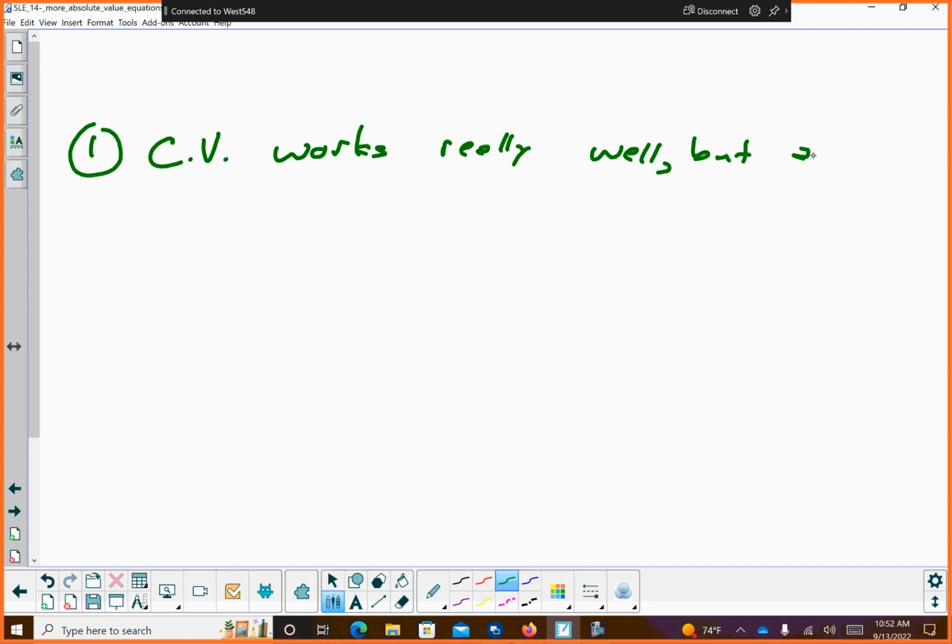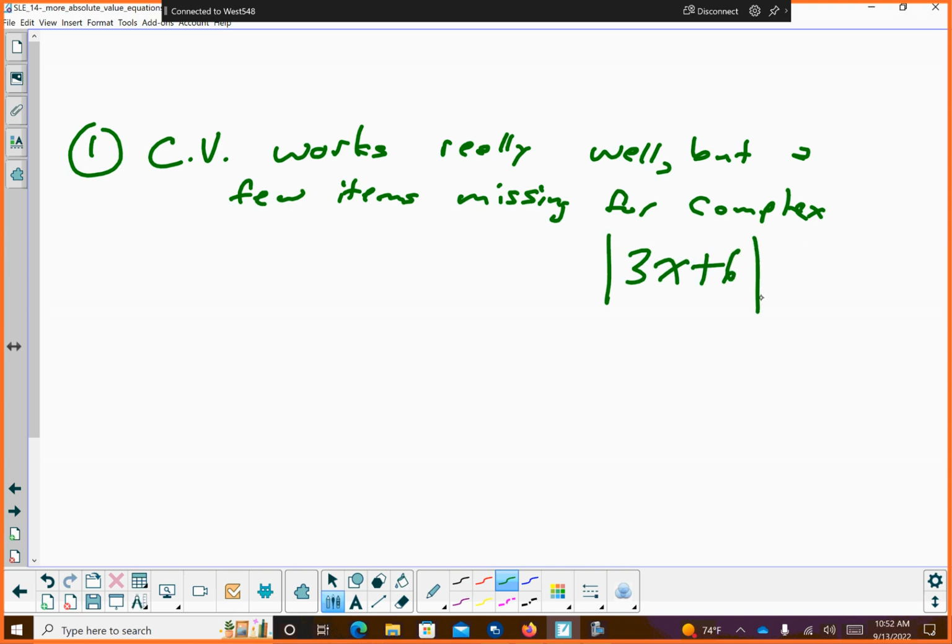But a few items missing for complex. Okay, when I say complex, if you had something like this, that's pretty complex. Or something like this, that's pretty complex. Okay? So the other option, bless you, the other option is solve.